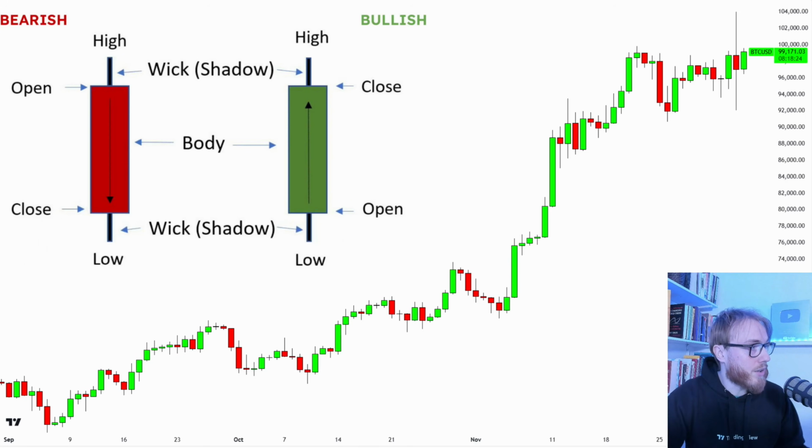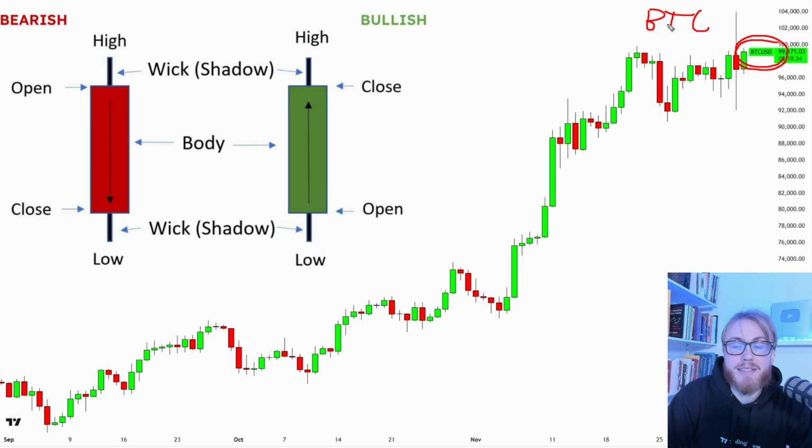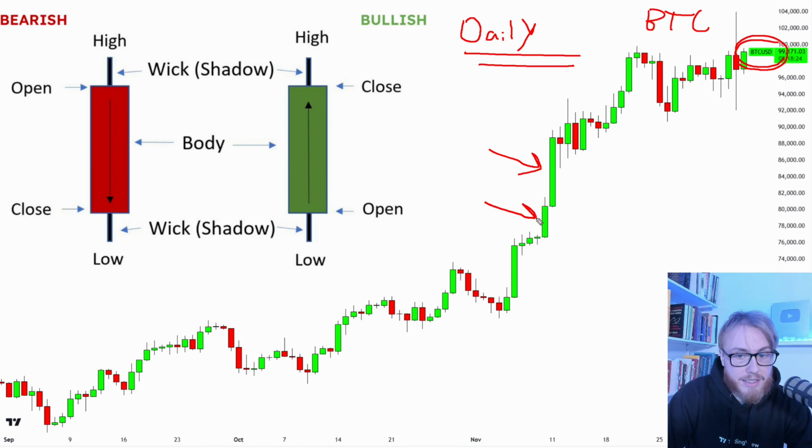This right here, what you can see on the screen, is an example of a candlestick chart. To be specific, we're actually looking at a Bitcoin chart, which you can see right here, BTC. BTC is the ticker symbol for Bitcoin, and the time frame we're looking at is a daily time frame. What do I mean by daily time frame? Well, that means that every single candlestick you can see here on the chart represents one day.